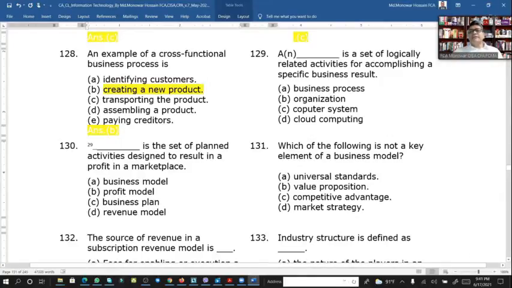A dash is a set of logically related activities for accomplishing a specific business result. Business process, organization, computer system, cloud computing. So that must be our business process. A business process is a set of logically related activities for accomplishing a specific business result.